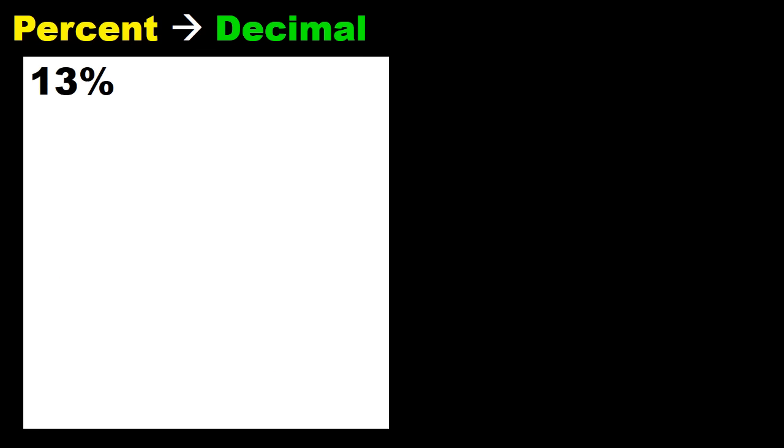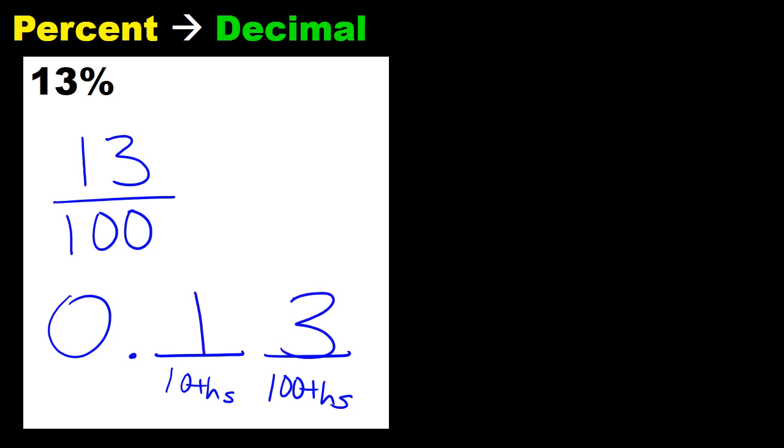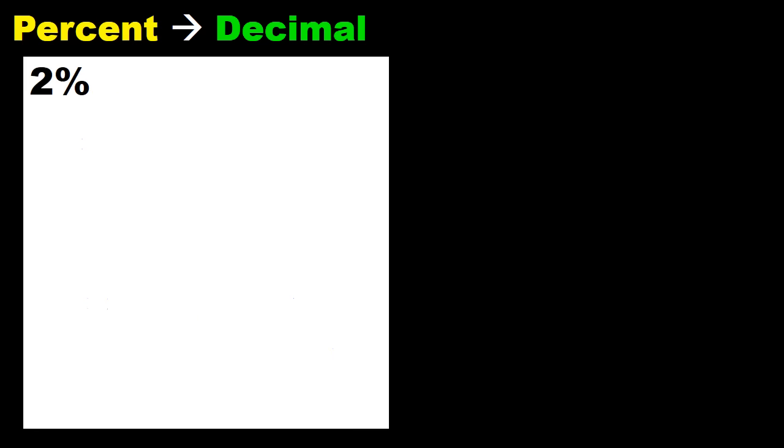Let's try 13%. So I'm going to put that as a fraction over 100: 13 out of 100. And I'm going to go ahead and write out my place values. So I have the tenths place, and then I have the hundredths place, and I have 13 hundredths. So I'm looking for 13 hundredths as a decimal.